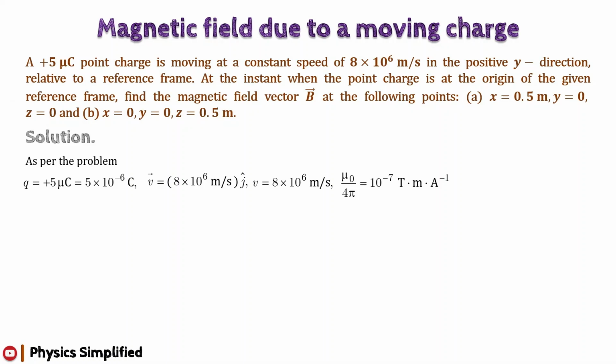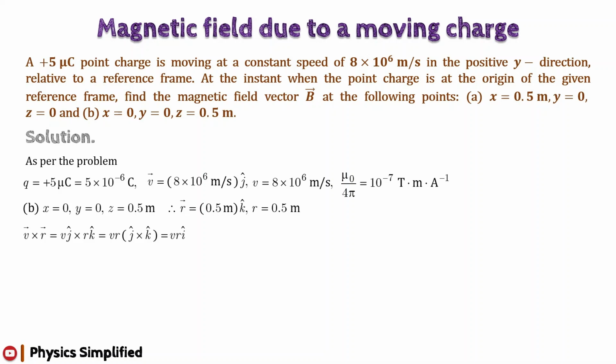For part B of the problem, the coordinates of the field point are x and y equal to 0 and z equal to 0.5 meter. Therefore, vector r is equal to 0.5 meter k hat, where k hat is the unit vector along positive z direction. The cross product of vector v and vector r becomes vector v cross vector r equals v j hat cross r k hat. Now j hat cross k hat is equal to i hat. So vector v cross vector r is equal to v r i hat.